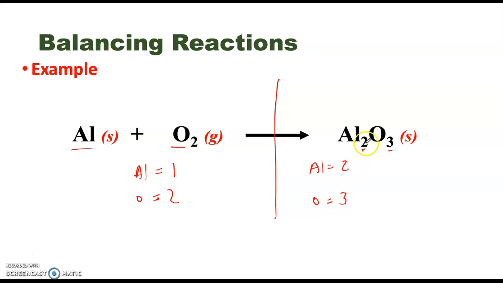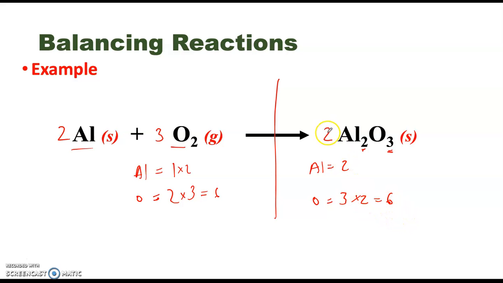So the problem here is that, okay, I've got a 2. To get this to be a 2, I'm going to double it. To double it, I have to put a 2 up here. Now you cannot put a 2 right there. Absolutely not. You cannot change the formulas. You can only put coefficients in front of the whole formula. Now the next thing, this is 3. So I've got 3 oxygen and 2 oxygen. To get them to equal, I'm probably going to want to multiply this one by 3 and this one by 2. Now that gets me 6 oxygen and 6 oxygen.